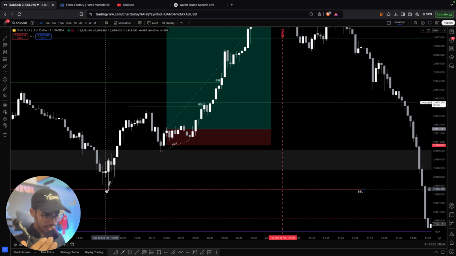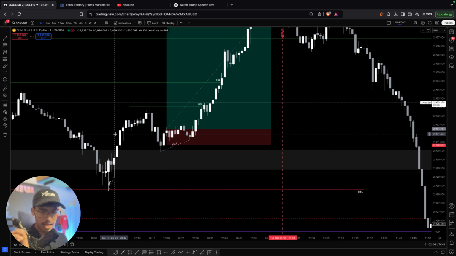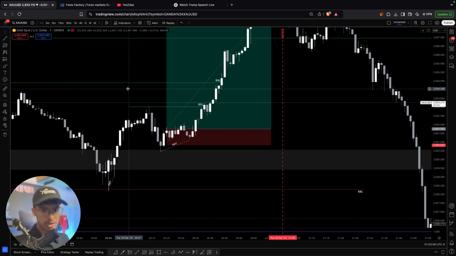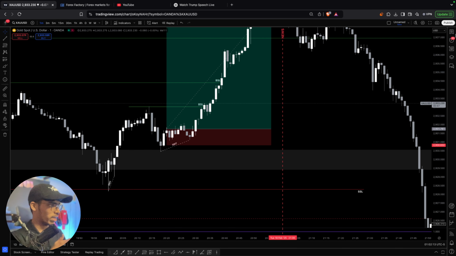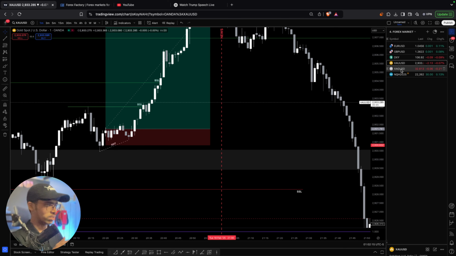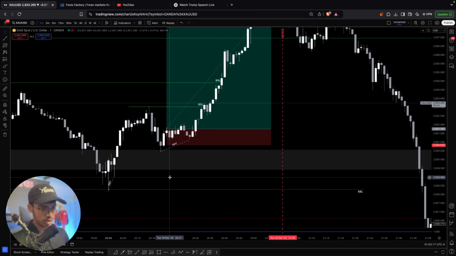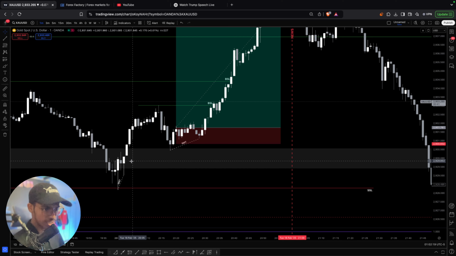So there is an SMT. At this point SMT was there, and which pair am I using for finding the SMT? This is one of the good things I found, that you can use XAUUSD. It's silver. So I use silver, XAUUSD, to find SMT. So I found the SMT. Actually, I could have entered there, but I waited.